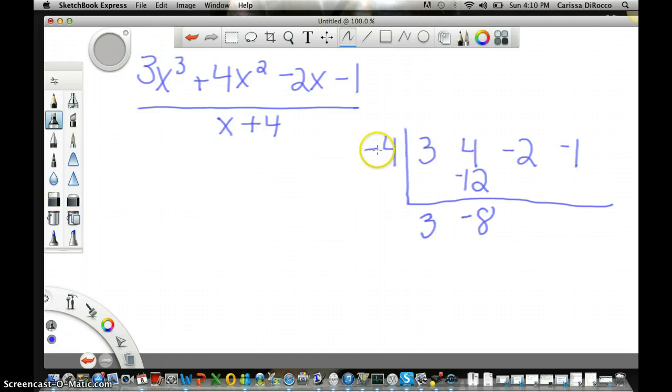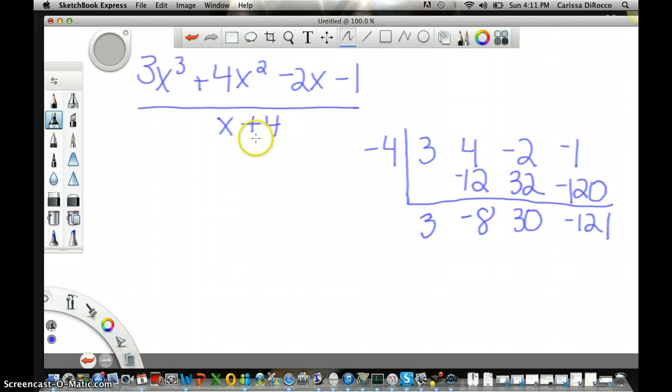And now you're going to take the -4 times the -8, multiply, and get +32. Write it under here. -2 plus 32 will give you +30. And -4 times 30 is now -120. If you add those values together, you will get -121.